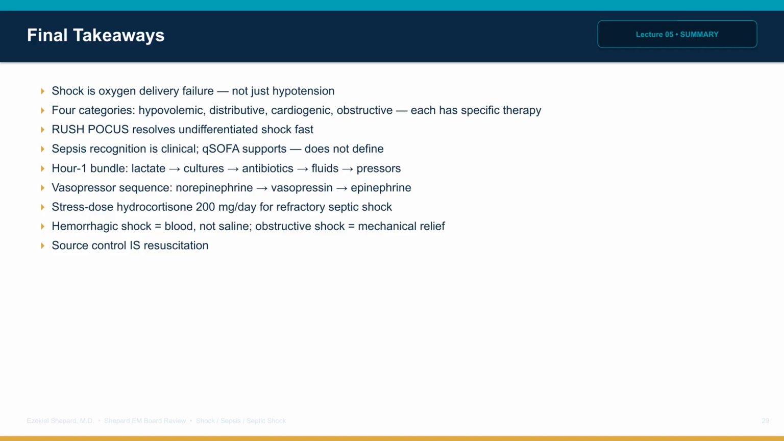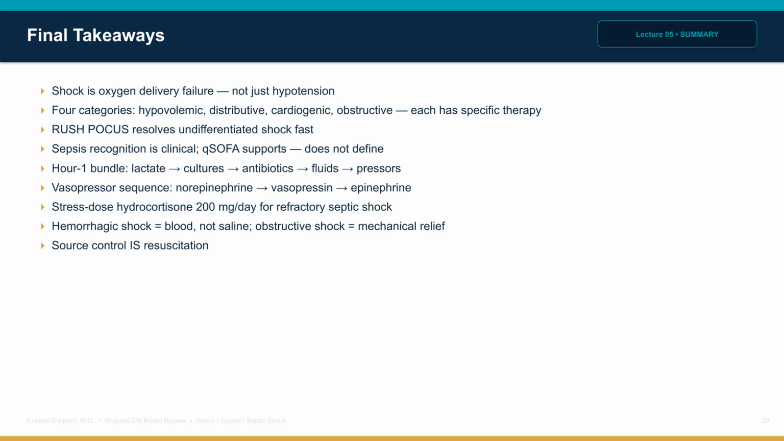The final takeaways are these. Shock is oxygen delivery failure, not just hypotension. The 4 shock categories are hypovolemic, distributive, cardiogenic, and obstructive, each with category-specific therapy. Point-of-care ultrasound, particularly the RUSH exam, resolves undifferentiated shock fast. Sepsis recognition is clinical, supported by the qSOFA score, but not defined by it. The Hour 1 sepsis bundle is lactate, cultures, antibiotics, fluids, and pressors.